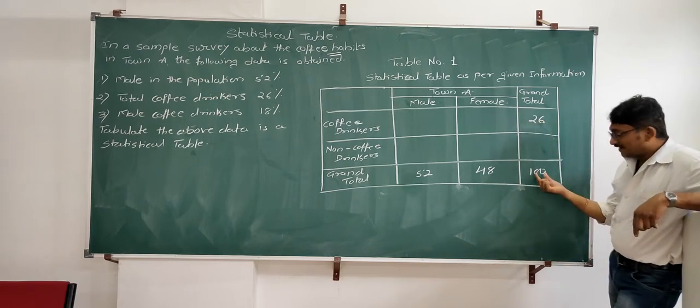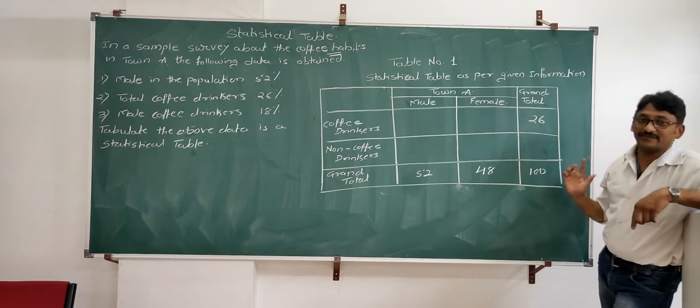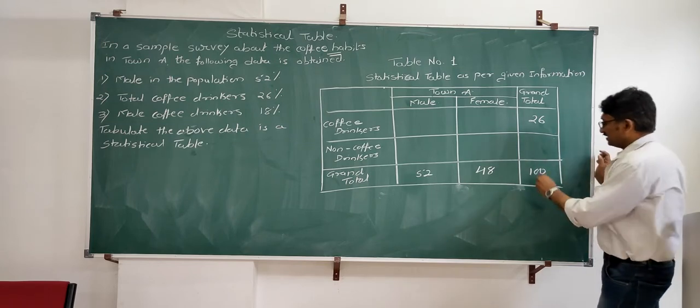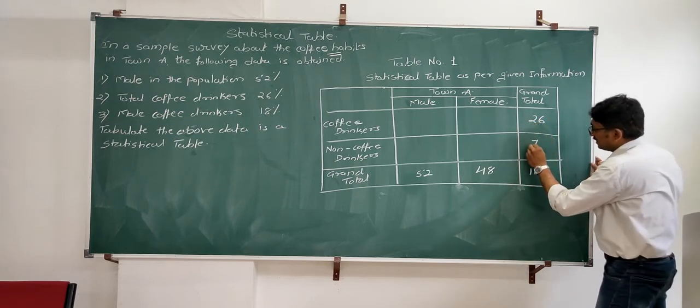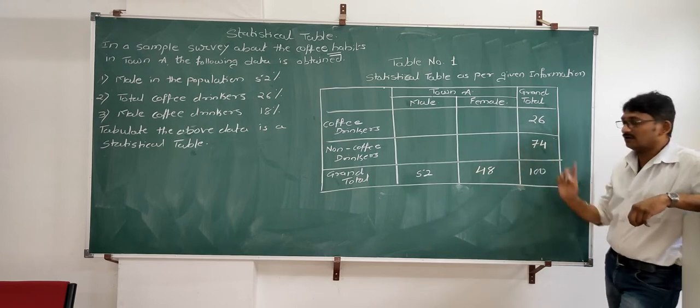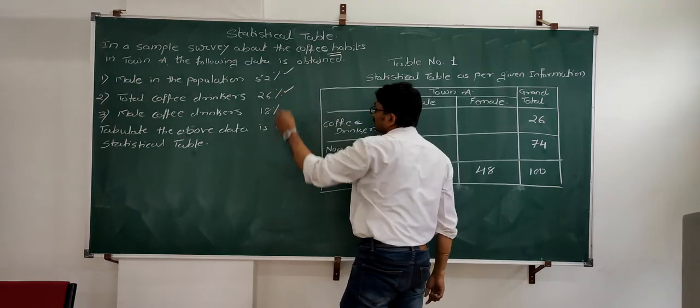This means out of 100 persons, 26 are coffee drinkers including male and female. So if you balance this, that is 100 minus 26, 74 are non-coffee drinkers. First information is over, second information is over.